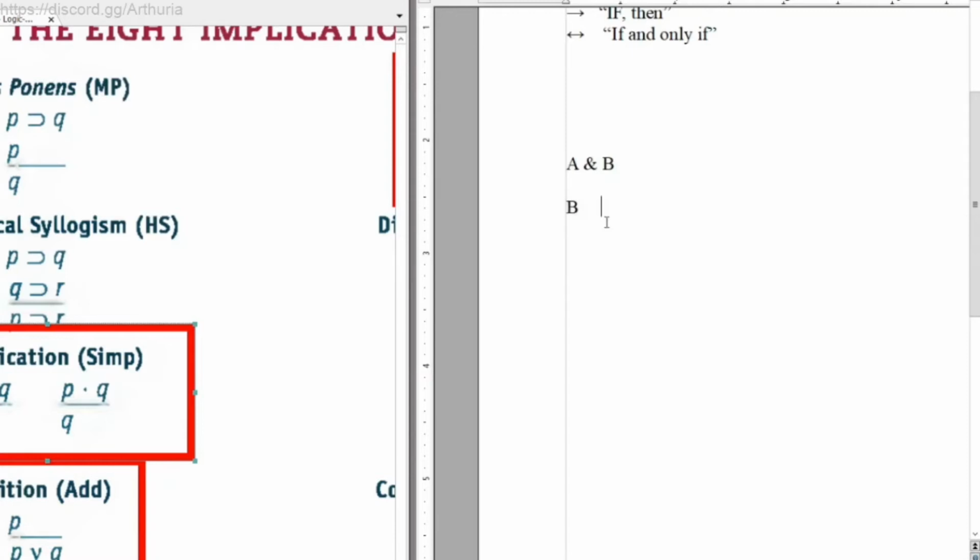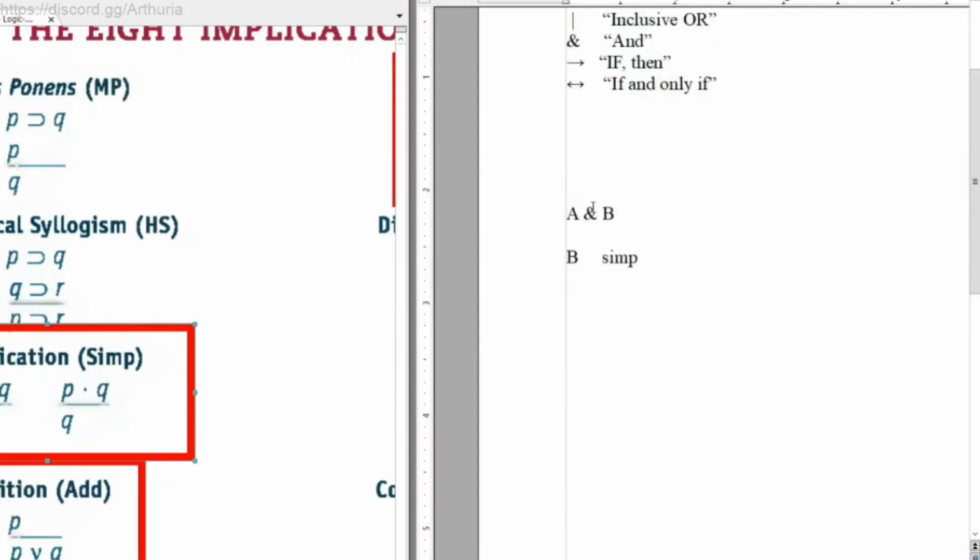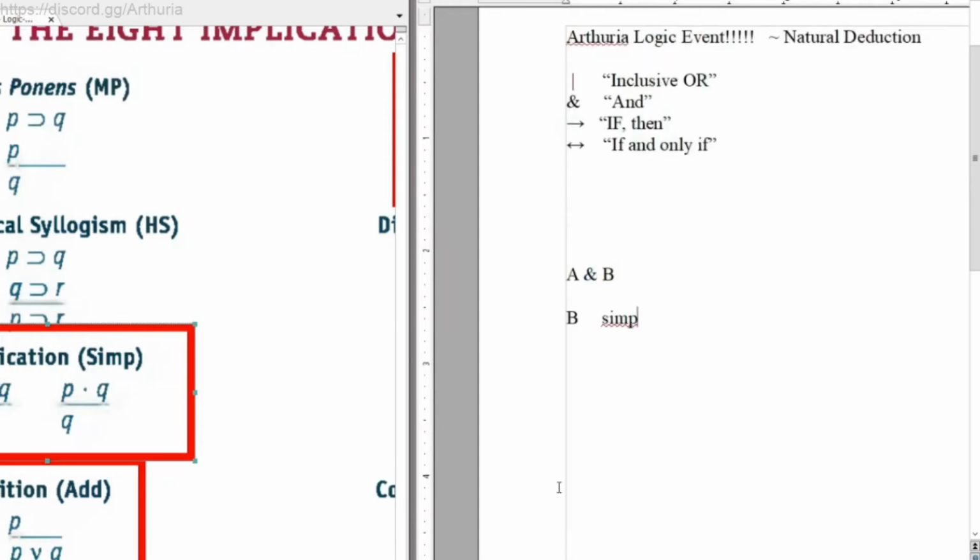What does the dot mean between P and Q? That's just the way that he writes and. So that's just the and symbol, just P and Q. The bot works with the ampersand, and his horseshoe is for if-then.